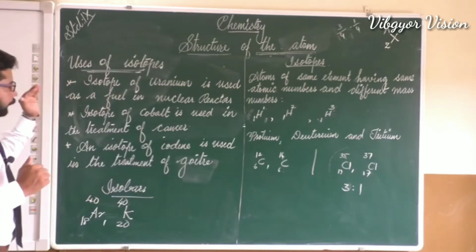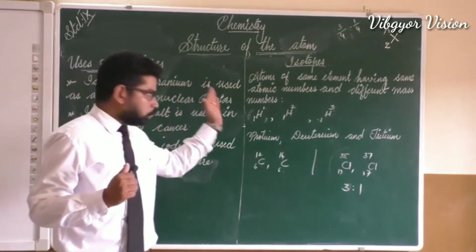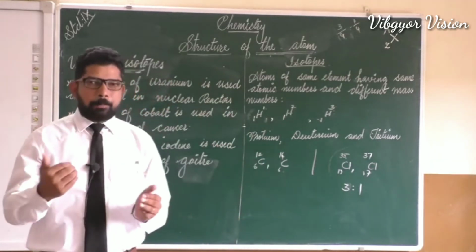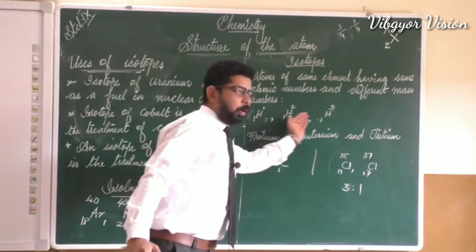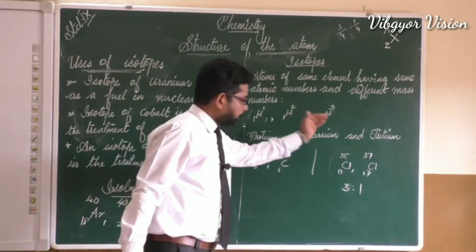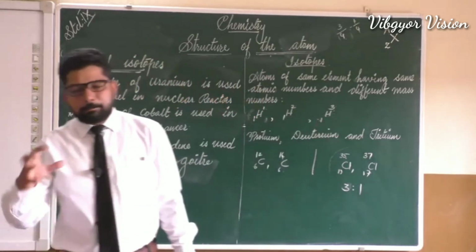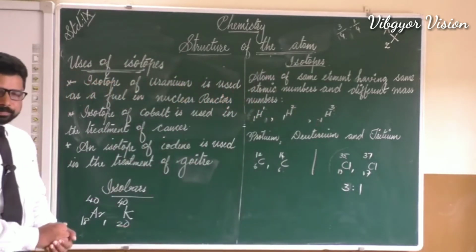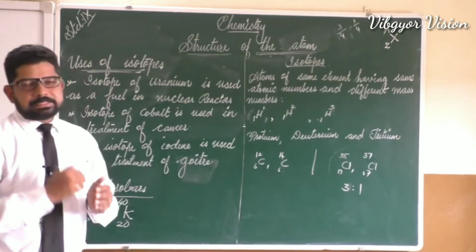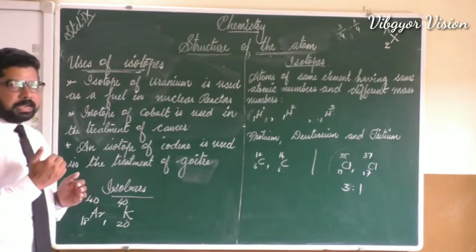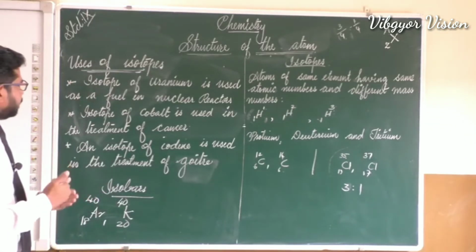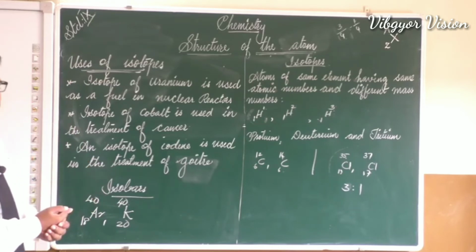So in isotopes, we have seen the isotopes of hydrogen, carbon, chlorine. In these isotopes, their chemical properties are same. For example, all the hydrogen chemical properties are same. Carbon chemical properties are same. Chlorine also chemical properties are same, but some physical properties are different. So due to the difference in the physical properties, some of the isotopes are used. We have some special uses for them. Let us learn the uses of some isotopes.